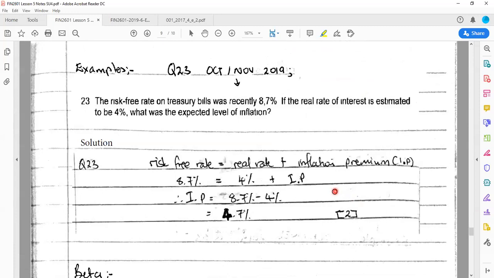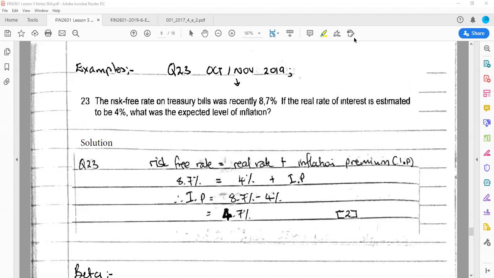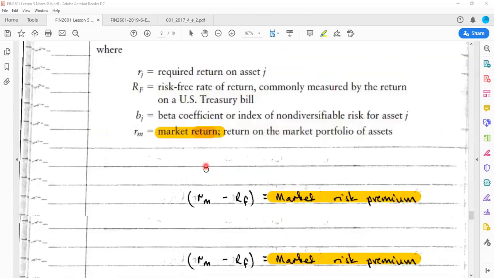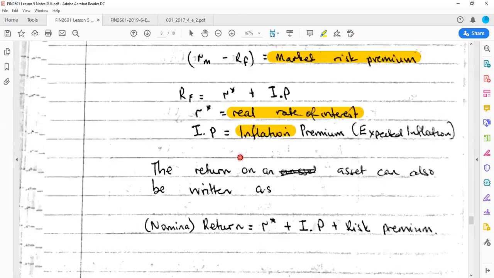So we can look at a simple example in which you need to use the inflation premium and the real rate of interest to calculate the expected level of inflation, just to illustrate how some of these relationships might be used. The risk-free rate on treasury bills was recently 8.7%. If the real rate of interest is estimated to be 4%, what was the expected level of inflation? So they want us to calculate the inflation premium. We can take this relationship right here to help us to calculate the inflation premium.